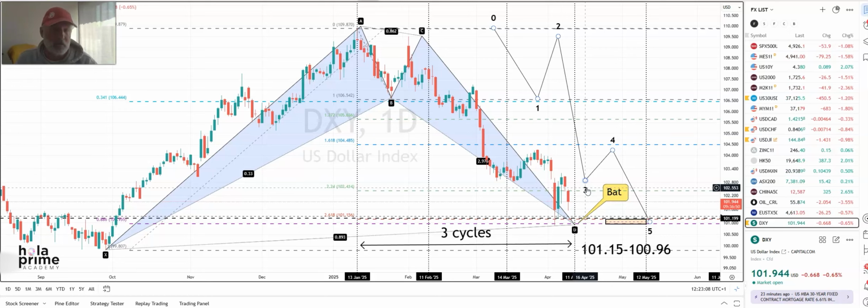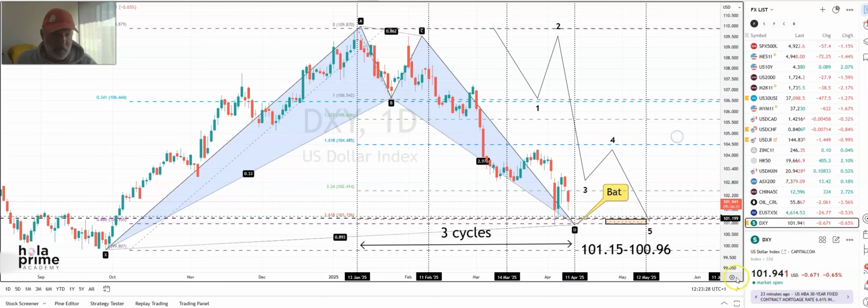The last thing I'm going to talk about in this time frame is the 3 cycles. So we've got 1 cycle, 2 cycle, and 3 cycles completing on or around the 11th of April, which is this Friday. So 3 factors there on this daily chart that should highlight that we see limited downside pressure in the US dollar.